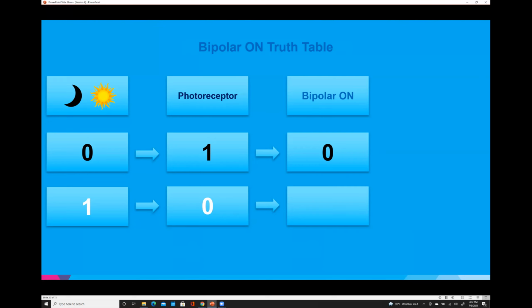So if this is 0, then what is happening to the bipolar on? Is he active or inhibited? He's active. You got it, or inactive, whatever. So that's the truth table, and you can see there's a concordance here. I'm just trying to point out what he's concordant with. That's the kind of information downstream that he's picking up: the light is in a light state, so the bipolar on cell is going to be active.